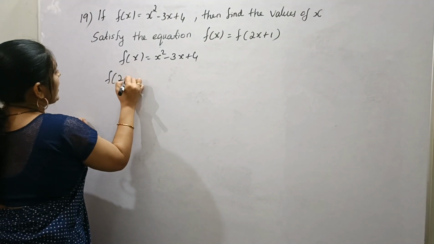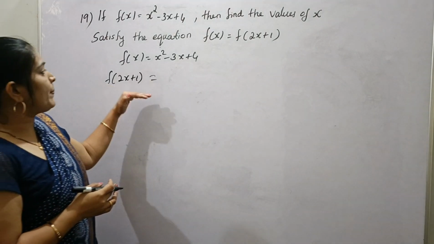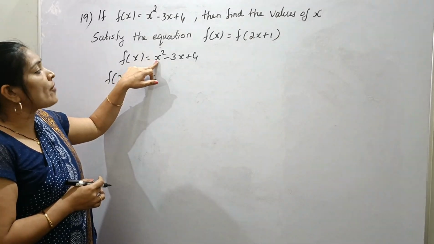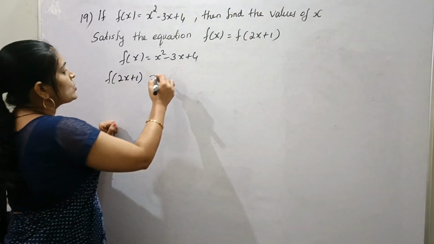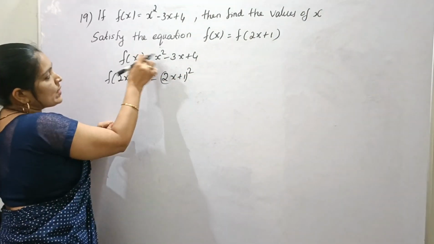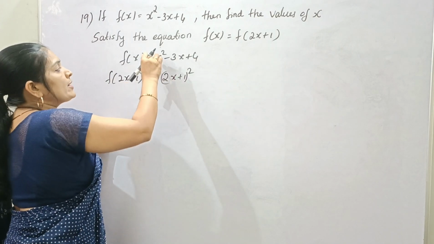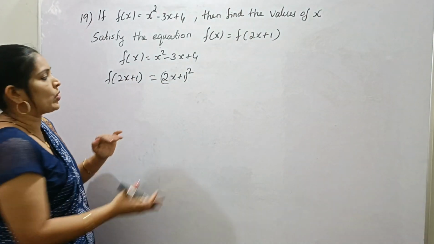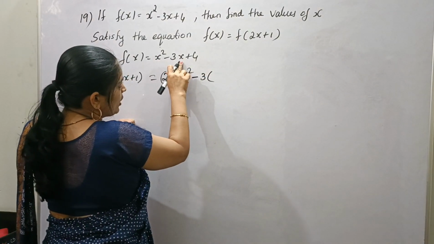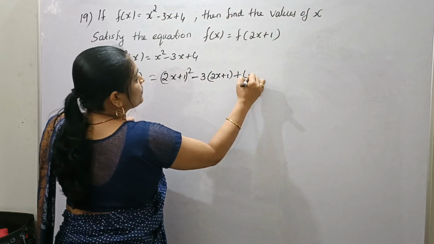We need to find f of 2x plus 1. To find f of 2x plus 1, substitute 2x plus 1 in place of x. So 2x plus 1 whole square, because f of x is equal to x square minus 3x plus 4. In place of x you put 2x plus 1: 2x plus 1 whole square minus 3 into, in place of x write 2x plus 1, plus 4.